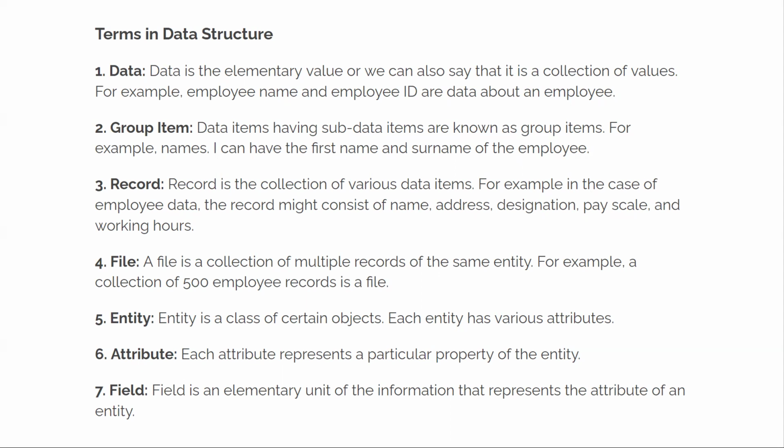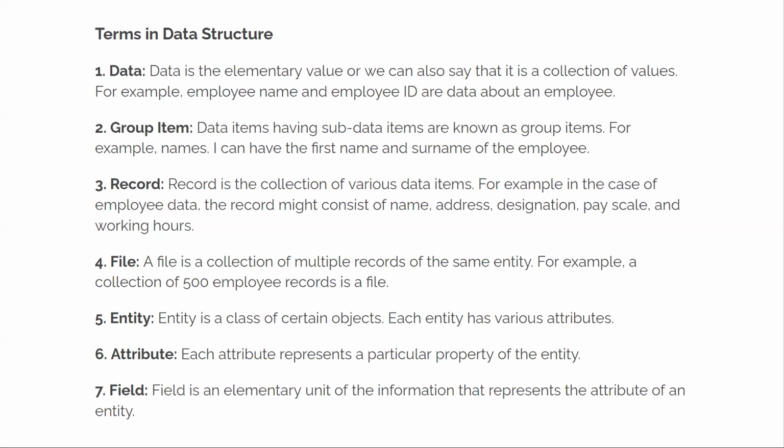Third, record. A record is the collection of various data items. For example, in the case of employee data, the record might consist of name, address, designation, pay scale, and working hours. Fourth, file. A file is a collection of multiple records of the same entity. For example, a collection of 500 employee records is a file.